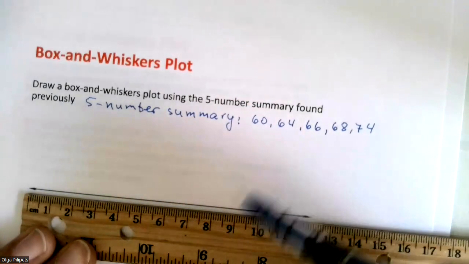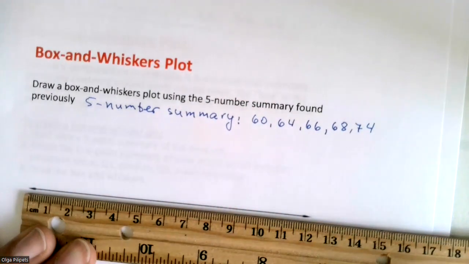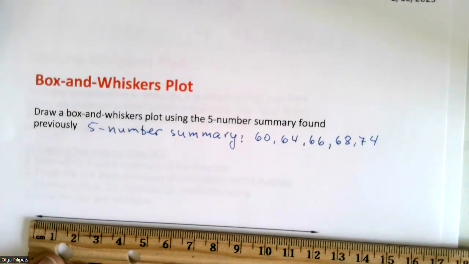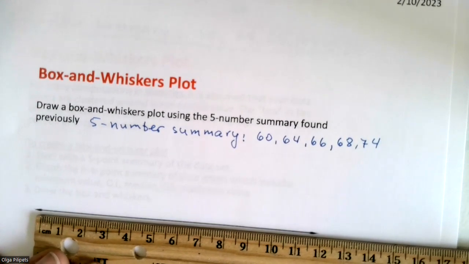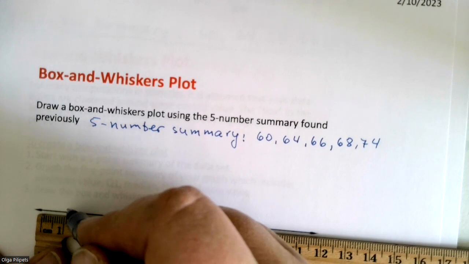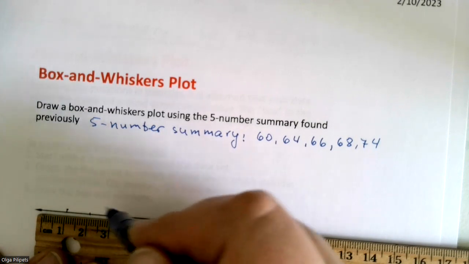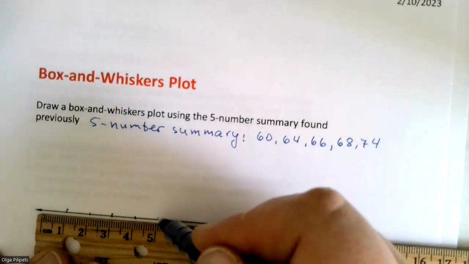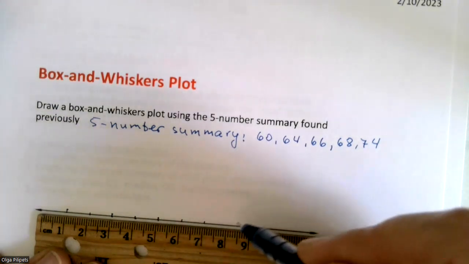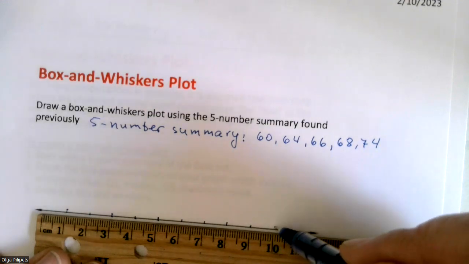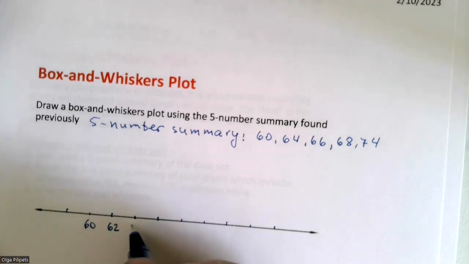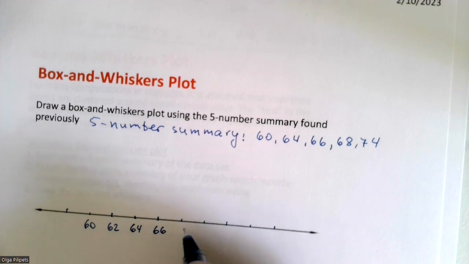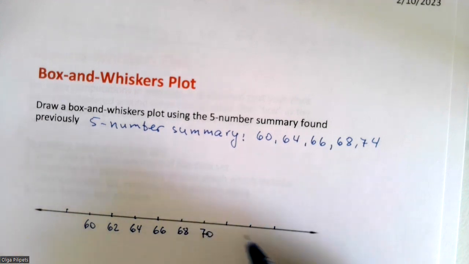I have 2 options. I could make this line longer. I'm sorry, my paper is crooked, but my camera is in the way. Or I can make smaller increments. I can make 1 step equal 2 units. I think that's what I'm going to do here. So I'm going to say this is 60, this is 62, 64, 66, 68, 70, 72, and 74.